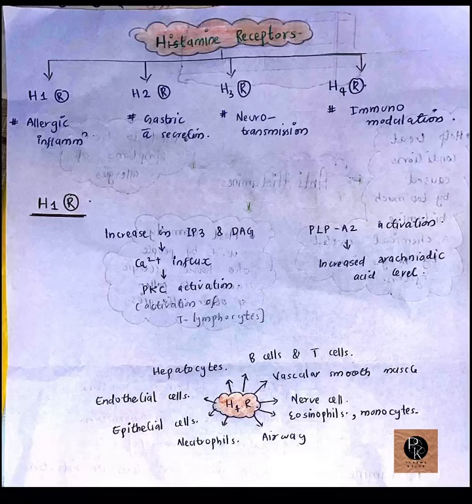Today we are going to discuss a very important topic, that is histamine receptors. We have four histamine receptors, that is H1 receptors, H2 receptors, H3 receptors and H4 receptors. H1 receptor is responsible for allergic inflammation. H2 receptors help in the secretion of gastric acid. Then H3 receptors help in neurotransmission and H4 receptors are responsible for immunomodulation.